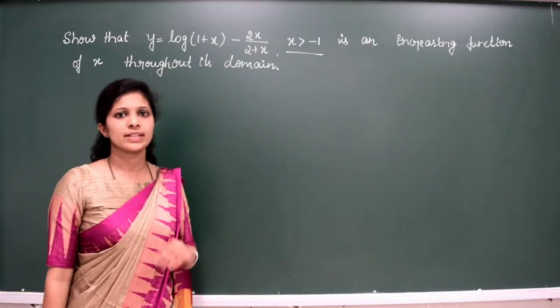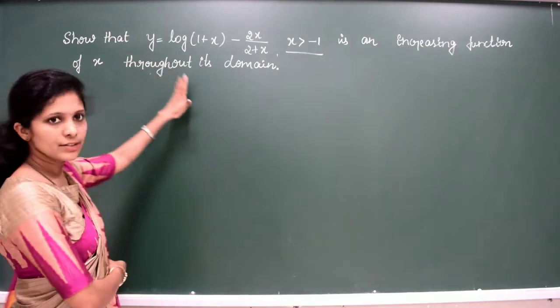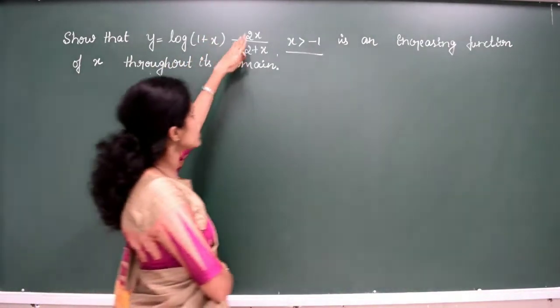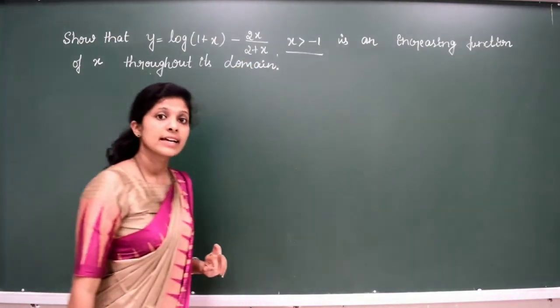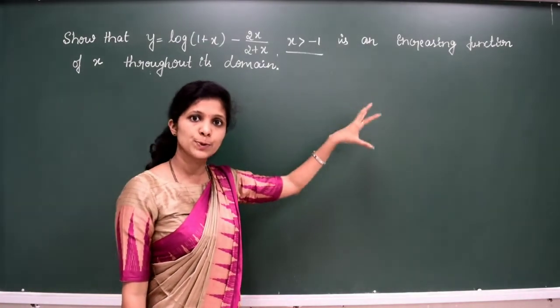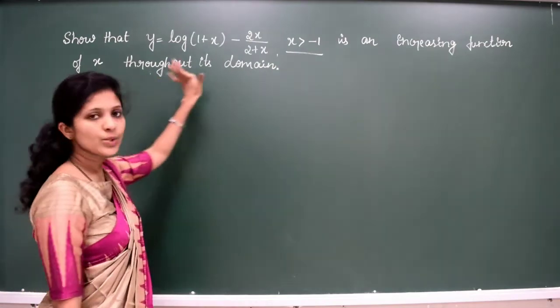Hello everyone, today we will continue with the exercise 6.2 series question. Show that the function y = log(1 + x) - 2x/(2 + x), where x is greater than -1, is an increasing function. You have to prove this function is an increasing function of x throughout its domain.